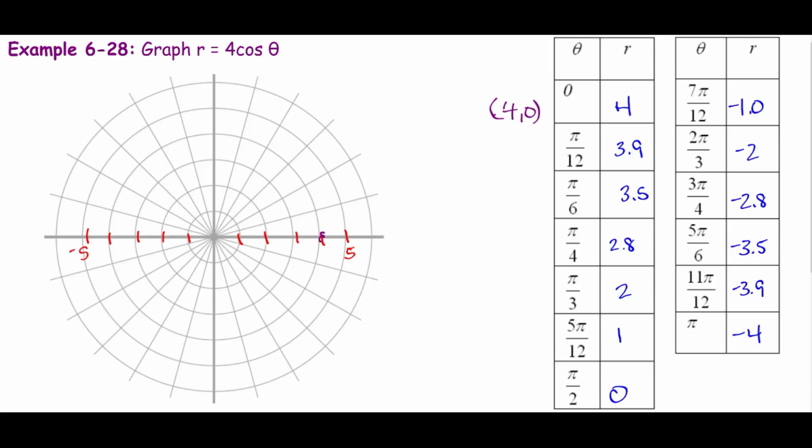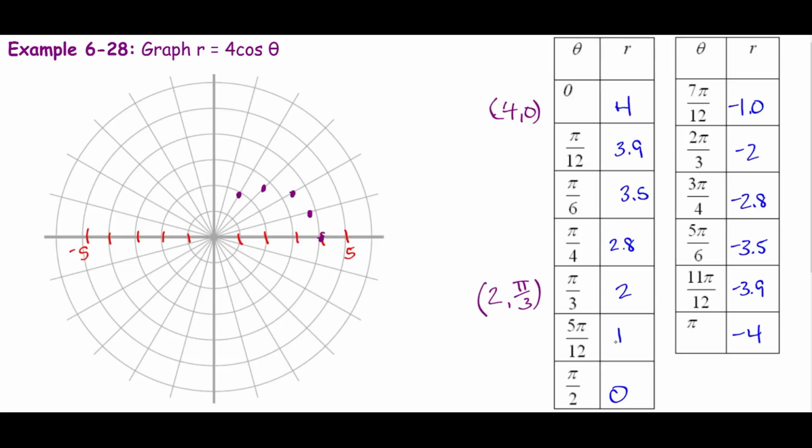I'm going to plot the point 4, 0, and then this next point is going to be 3.9, pi over 12, so I'm going to come out just about to 4 and then rotate up one section, and then we're going to do 3.5, pi over 6, so halfway, and then I'm going to go 2 rotations, and then 2.8, and we're going to rotate pi over 4, so not quite all the way to 3, and then we're going to have the point 2, pi over 3. So I'm going to come out to 2, and I'm going to rotate to pi over 3.